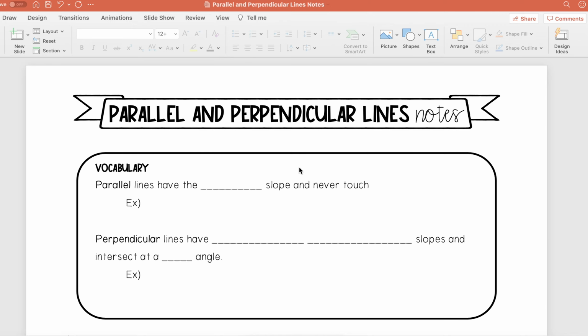Hello everyone. Today we're going to be talking about parallel and perpendicular lines.